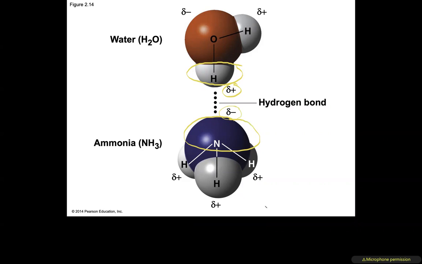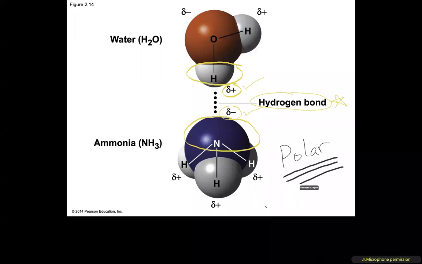It is that attraction between the partially positive charge of the end of the water molecule and the partially negative charge of the ammonia molecule, that, my friends, is the hydrogen bond. And it is weak, meaning it continues to break and reform, break and reform. That is why it is the weakest bond. It is because of the polarity of water that ammonia is soluble in water. So any polar molecules are going to be soluble in water, and it's all because of this hydrogen bonding.